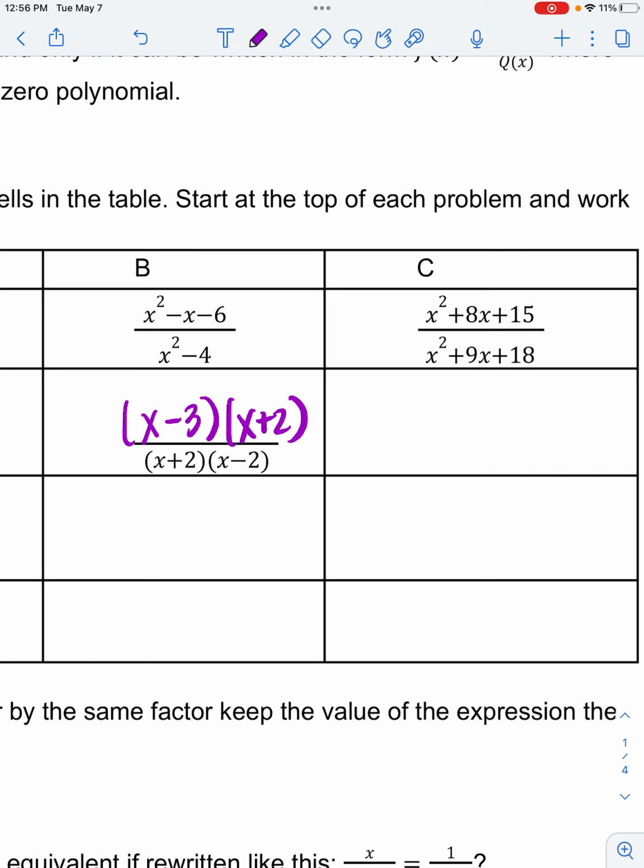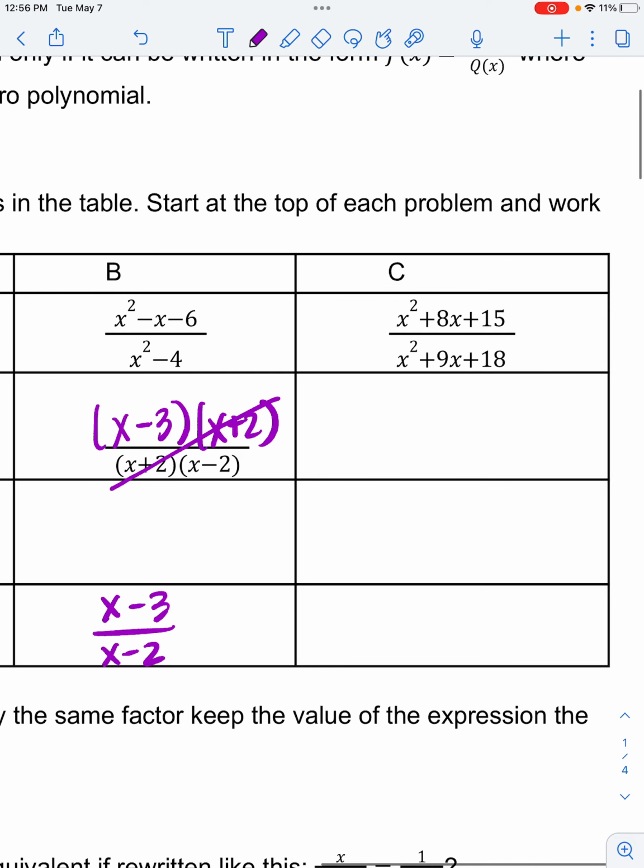And then this is going to make the x plus 2 show up in both the numerator and denominator because it is both a factor of x squared minus x minus 6 and x squared minus 4. So if it's a factor of both, we get to divide it out because it's just a factor of 1. And it's going to leave us with just an x minus 3 over an x minus 2.